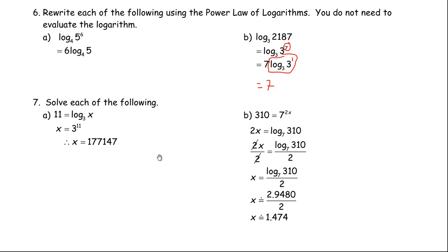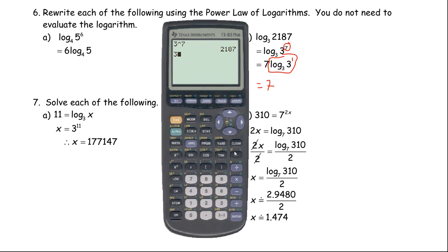Question number 7 says solve each of the following. So the first one in A here, 11 equals the logarithm base 3 of x. So I would solve this by just changing it into its equivalent exponential form. 3 raised to the power of 11 equals x. That's the equivalent exponential form. So 3 raised to the power of 11 equals x, or x equals 3 to the 11th. And so I'm actually just evaluating 3 to the power of 11, which is where the 177,147 comes from.